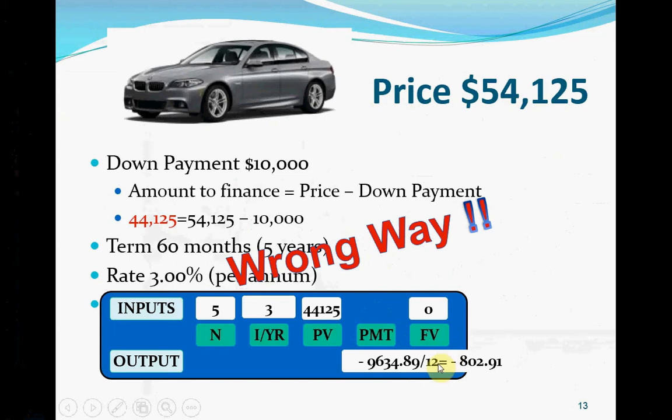So we cannot simply divide an annual amount by 12, the number of months in a year. But we can always divide the annual interest rate by 12 to get a monthly rate. That's no problem.